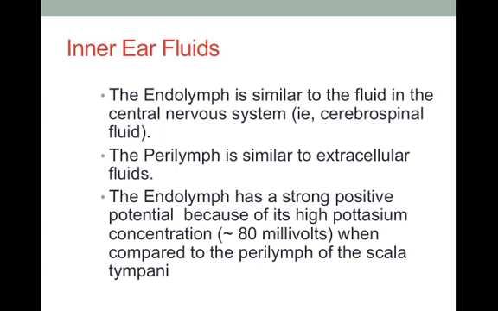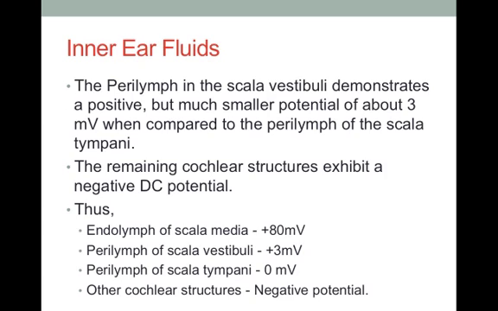While the scala tympani and the scala vestibuli, which have perilymph, have a much lesser voltage. The scala vestibuli has plus 3 millivolts, a small positive voltage, while the perilymph of the scala tympani has almost 0 millivolts. And all the structures surrounding these compartments actually have a negative potential.